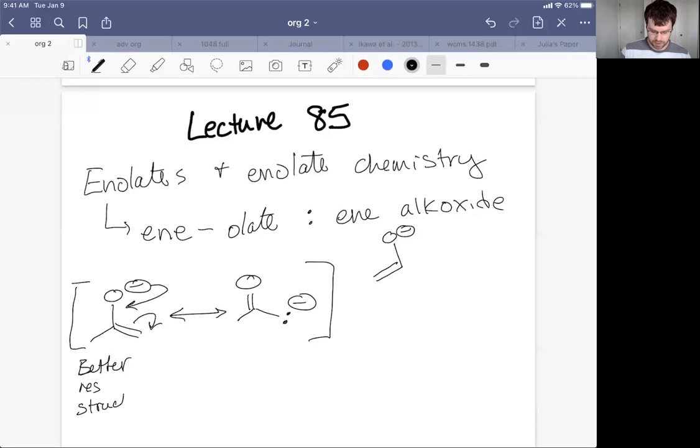But for the most part, it's this right one that describes the molecule's chemical properties and reactivity. Namely, what we're getting at is that the structure on the right has a negative charge at this position next door to the oxygen atom. And while that's not as good as a resonance structure, for the most part, we see reactions as though this compound has a negative charge at this position.